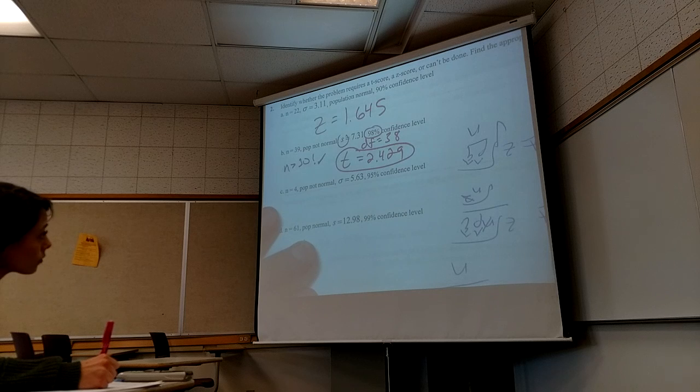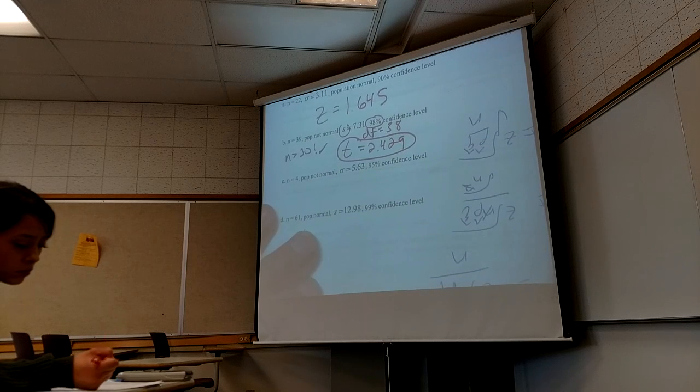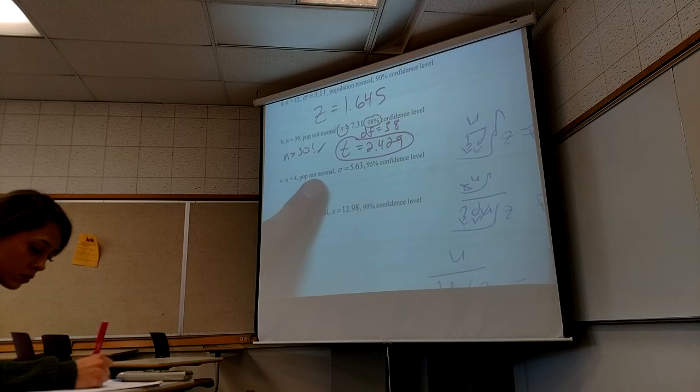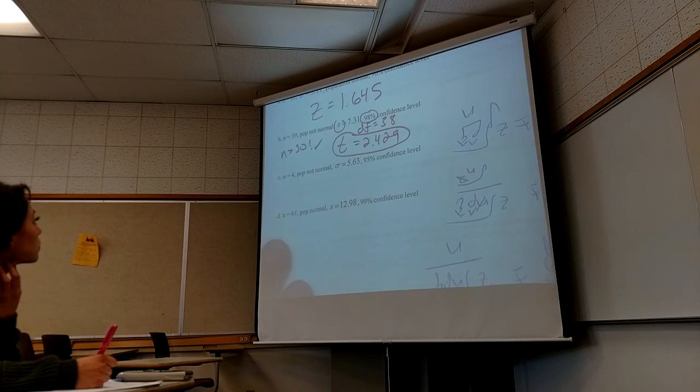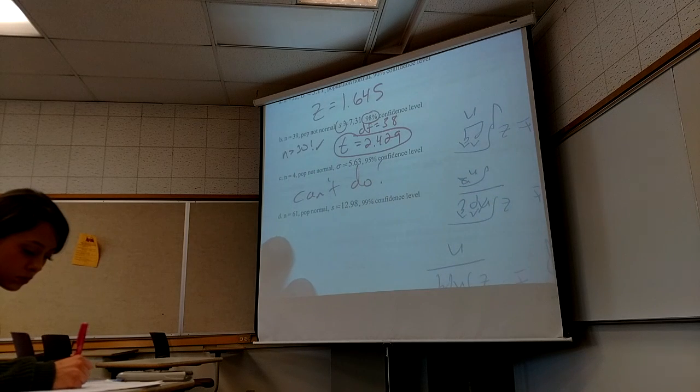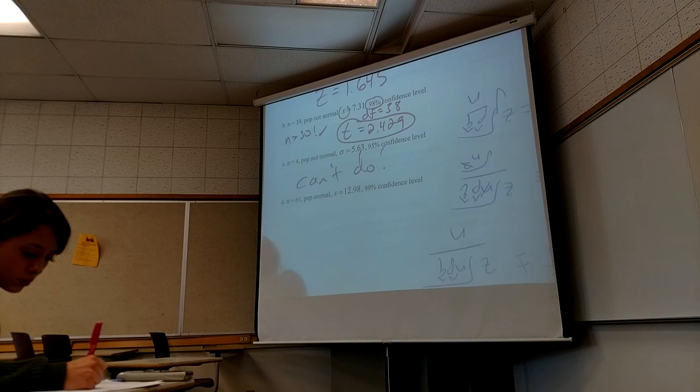What about part C? n ain't big enough, and the population ain't normal. Ain't no good. Can't do, at least in this one.